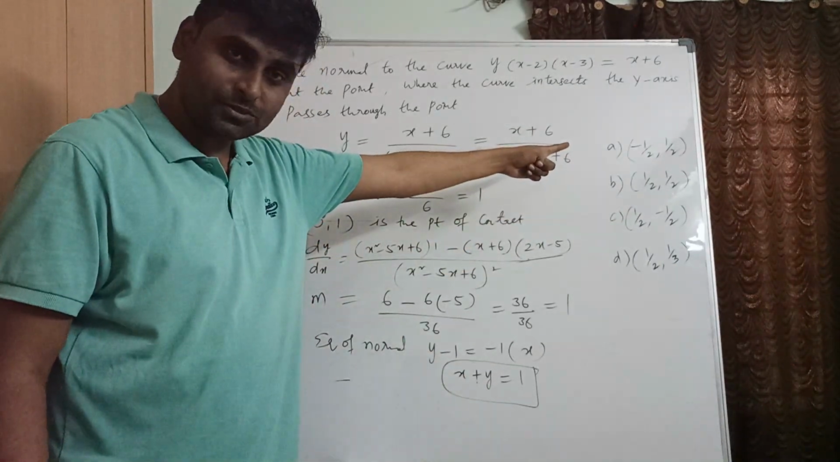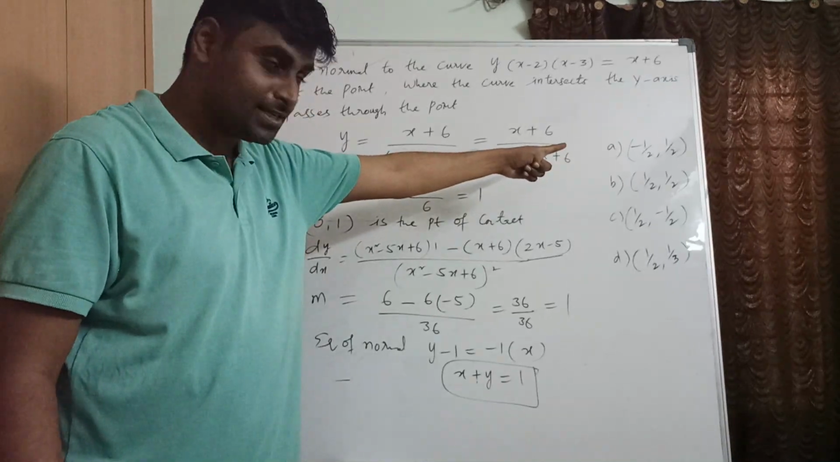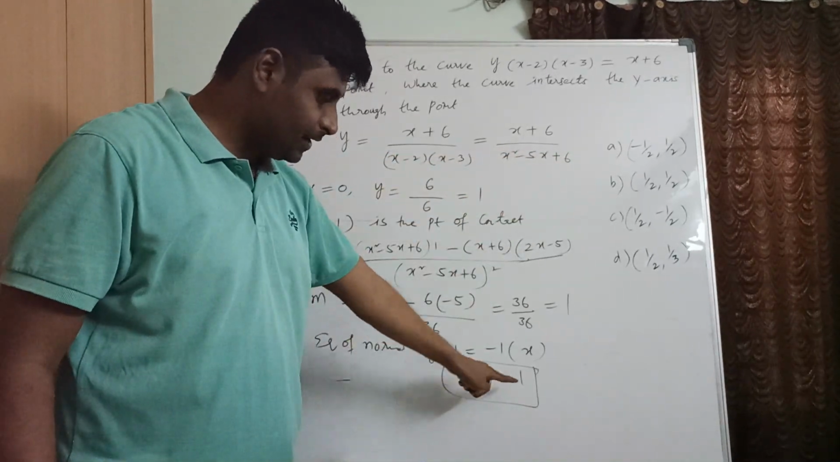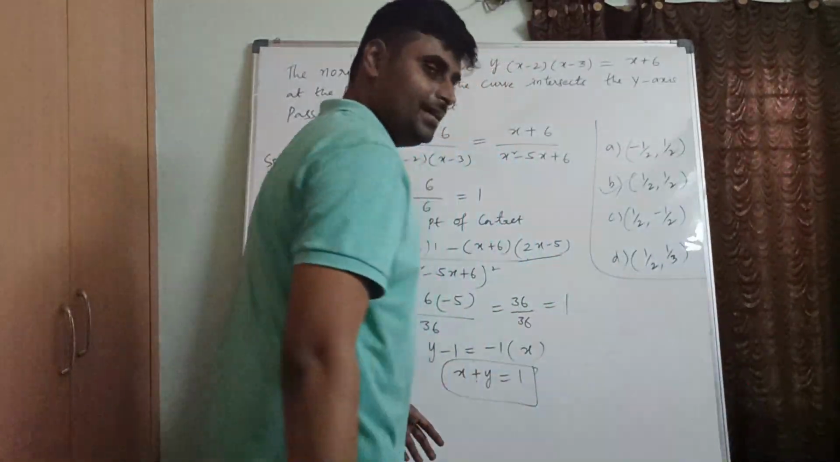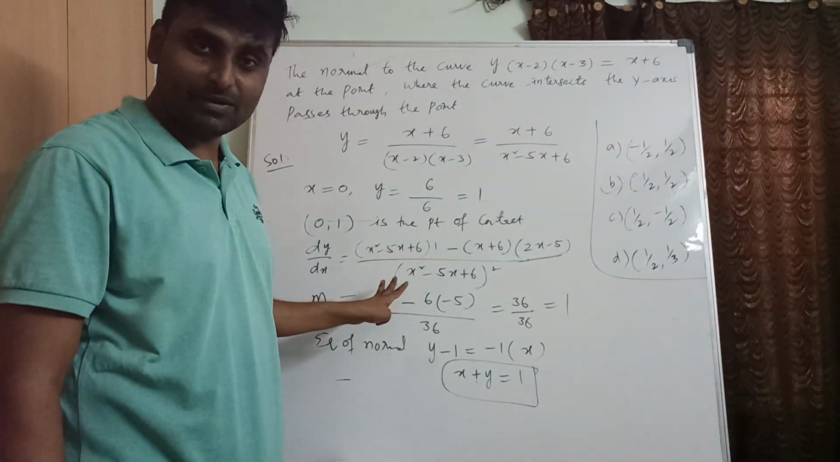Can I substitute the first option? No, it will get 0. Now x plus y is 1. Half plus half is 1. So option B is correct. Right? So like that we can make it easy in simplifying.